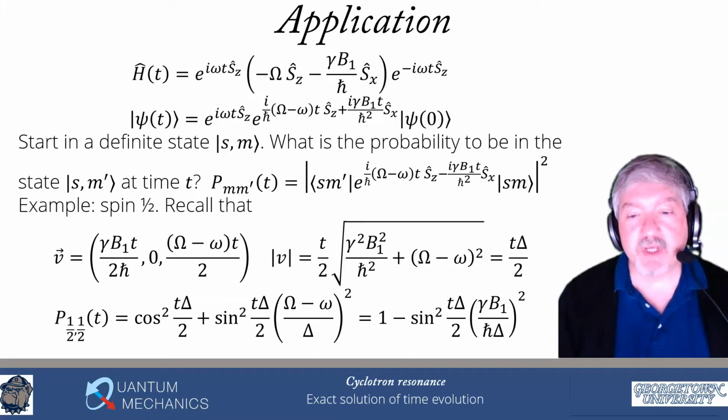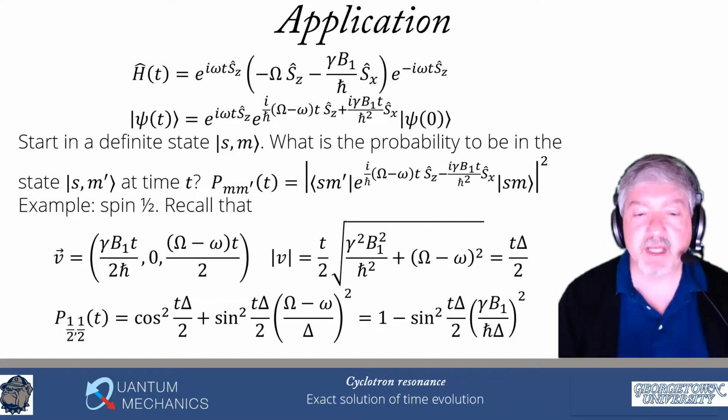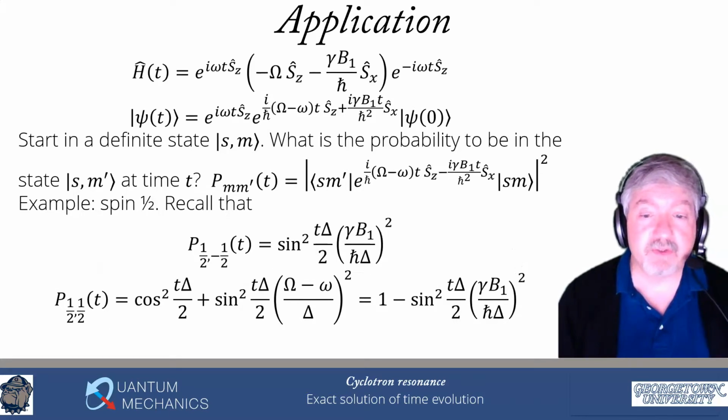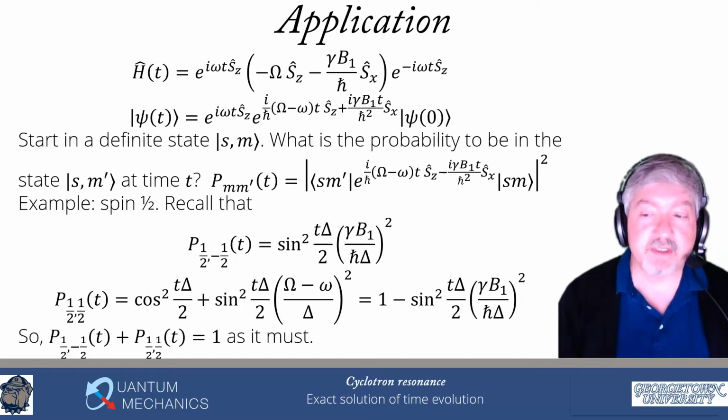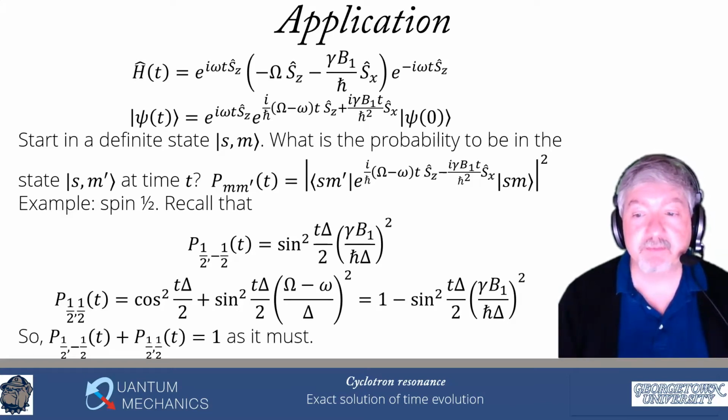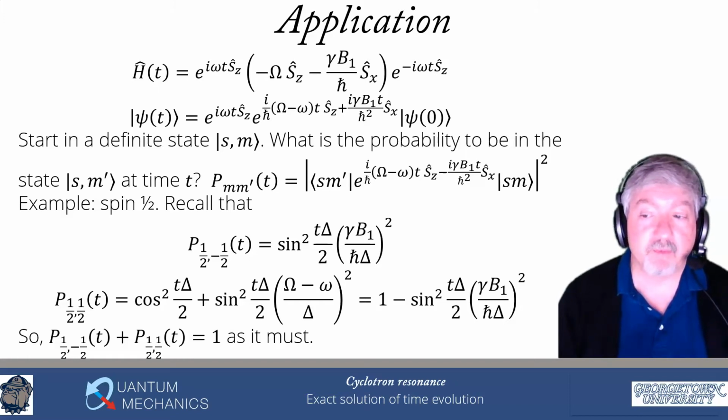I can rewrite that cosine squared as 1 minus sine squared, and then I can recognize, when I put everything over the same common denominator of 2 delta squared, that I can rewrite that combination as gamma B1 over h bar delta quantity squared. And of course, if we add those two probabilities together, what we find is that the sum of those two probabilities is equal to 1. And of course, that's what it has to be at all times, because the system is either in the up state or it's in the down state. So whenever I have that kind of either-or, if I sum up all possibilities, I have to get 1.